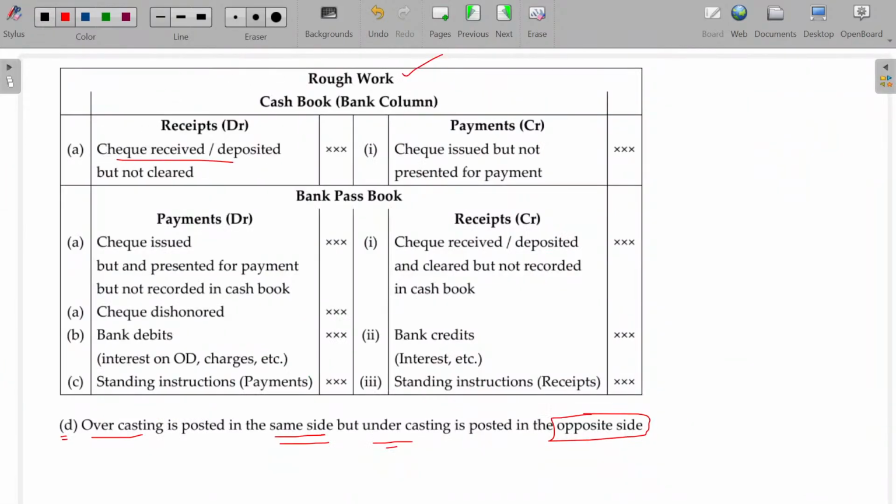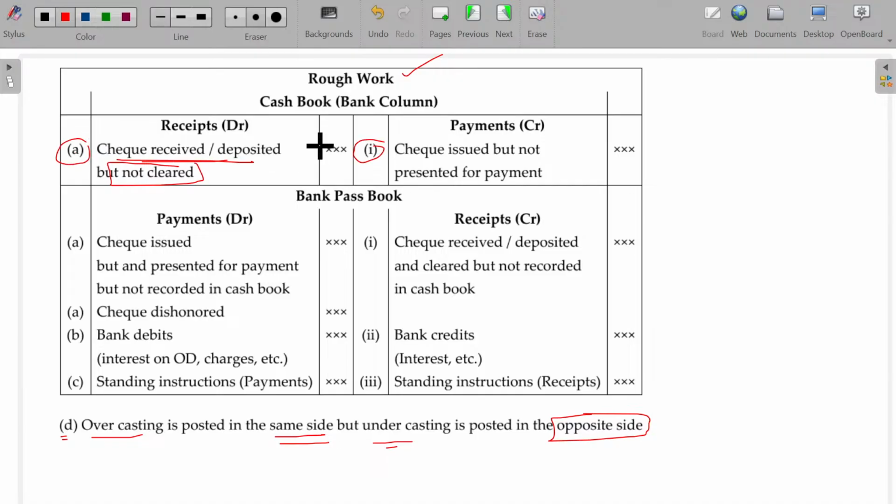Usually, the check received and deposited but not cleared, not encashed by the banker, is point number one. I received it and recorded it as a receipt in my cash book, and I deposited it, but the banker has not collected it, or it is not deposited at all. Whatever it may be, it is not shown in the books of the banker. So that will be the reason.